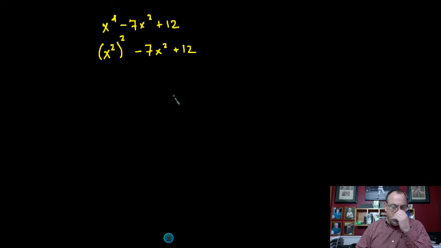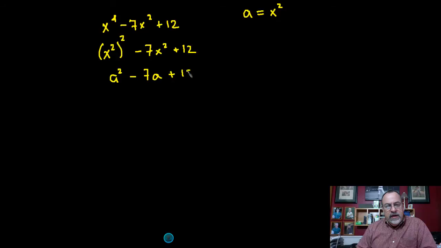Now how does that help me? Because here's what I can do then. Let's say we're going to use a, and we're going to let a equal x squared. So instead of this x squared here, I'm going to put a. So this is going to be a squared. And instead of this x squared, I'm going to put a. And then I have this.